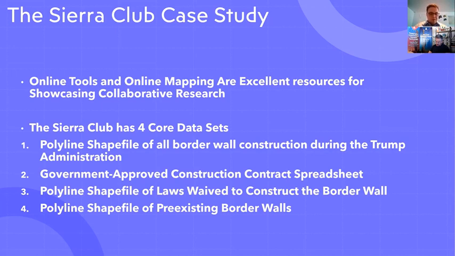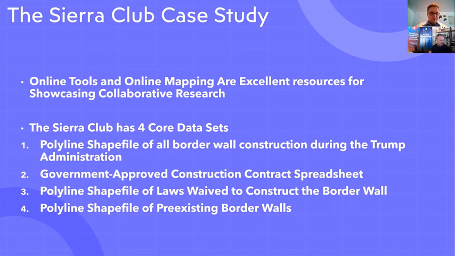So the Sierra Club knew right away that they wanted to use GIS and online tools to tell a story about border wall construction, as they knew about them from the collaborative. And we had 4 core data sets that needed to be made interoperable in order to do so. And the Sierra Club compiled these beforehand.